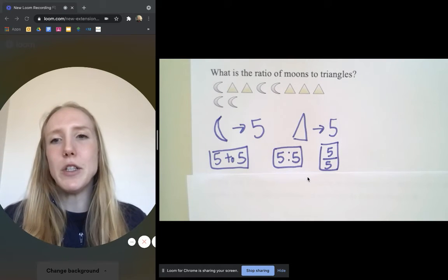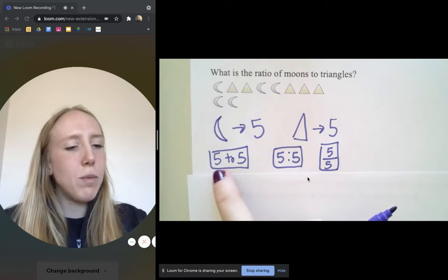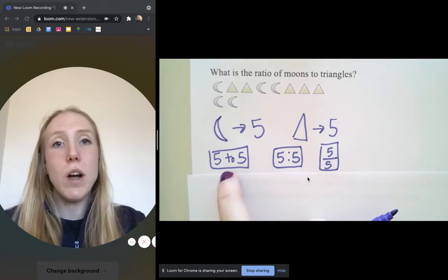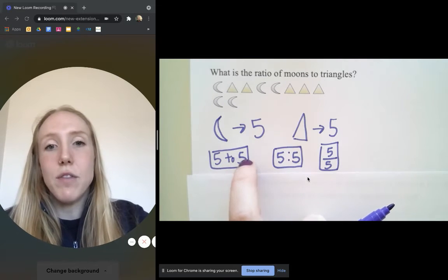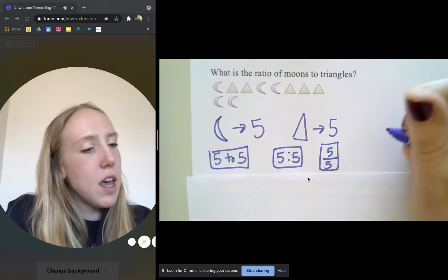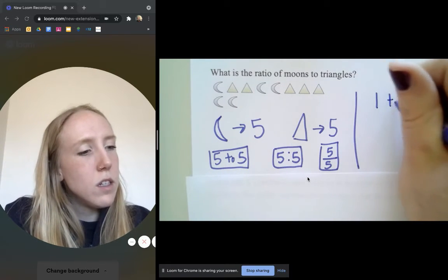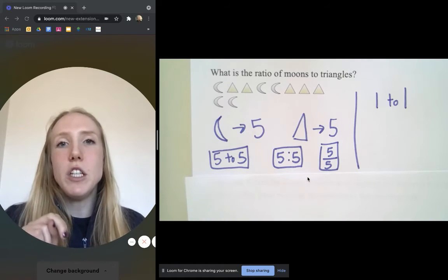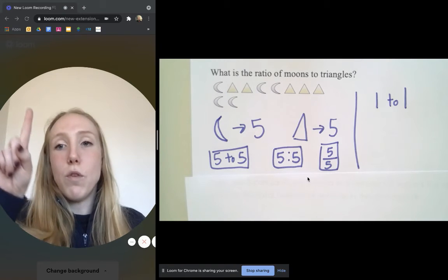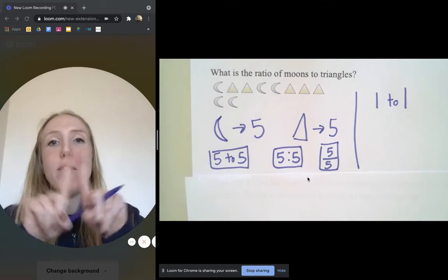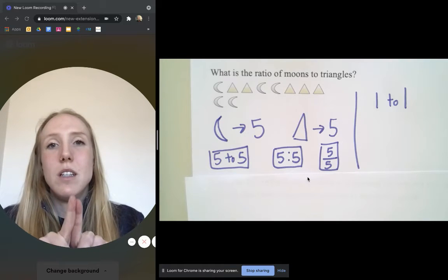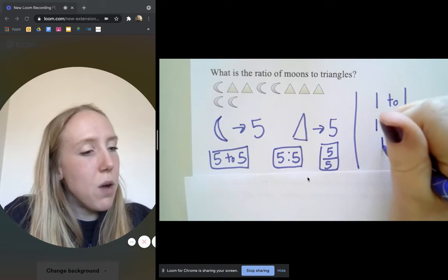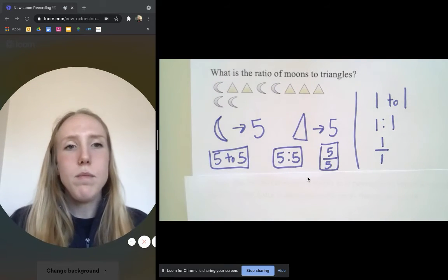Now, here's something really interesting. When we have a ratio where there's the same amount of both of the items or both of the quantities, so this is 5 to 5, that is the same thing as 1 to 1. And you might hear this sometimes. A 1-to-1 ratio is when you have, for every one of one thing, one of another. It's perfectly matched. There's the exact same amount. So that is actually the same thing as 1 to 1, 1:1, and 1 over 1. All of those are the same thing.